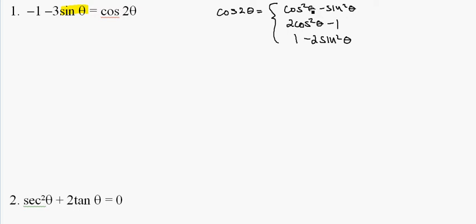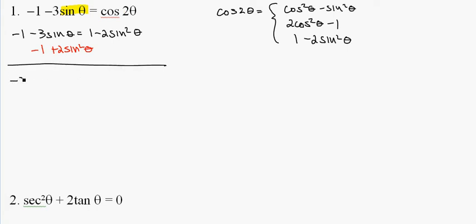This is never a good idea because you now introduce two different functions, which is annoying. So since the linear term is sine, the best one to choose is this one here. So we have negative 1 minus 3 sine theta equals 1 minus 2 sine squared theta. I'm going to move this stuff over this way. So I'm going to do minus 1 plus 2 sine squared theta.